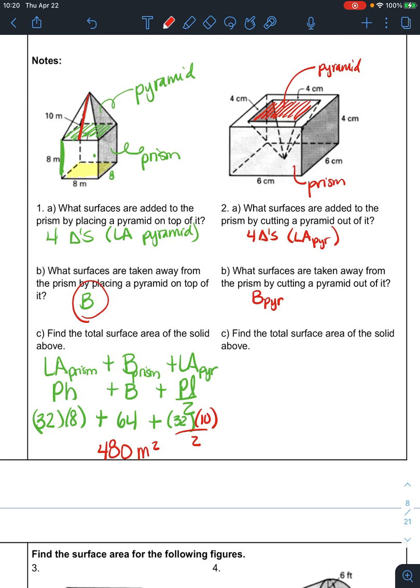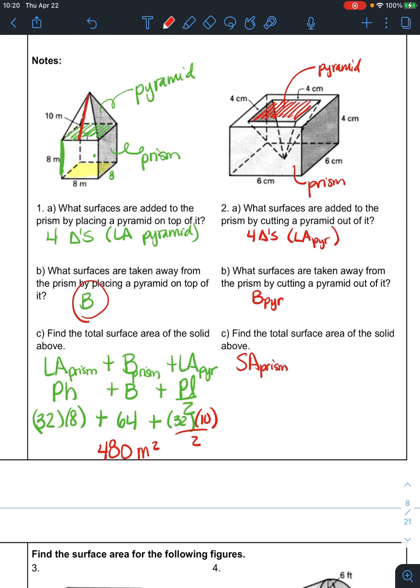Okay, so find your total surface area. Now again, you can find the area of each of those individual two-dimensional surfaces, all the rectangles, and then you can add the 4 triangles and then take away that red square from the base of the pyramid. Or think about it this way. You could find the surface area of the entire prism.